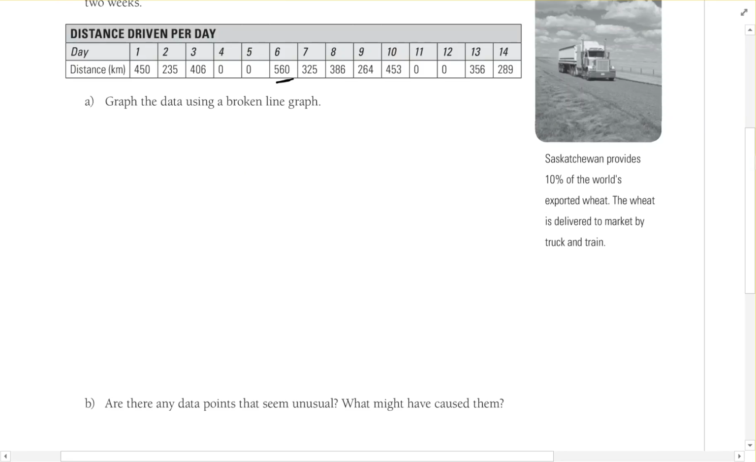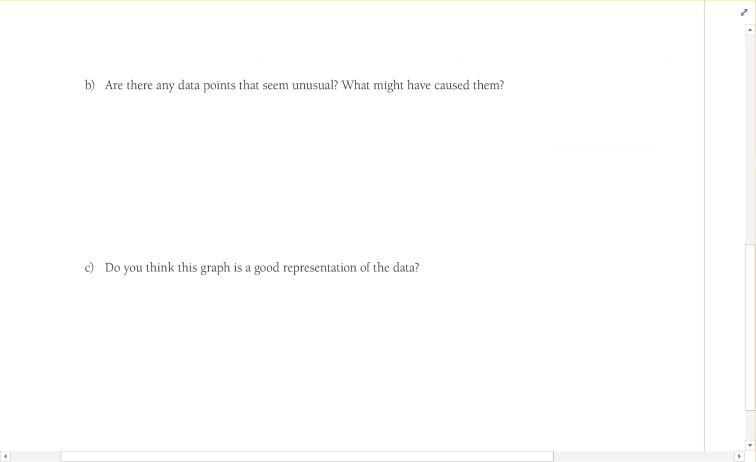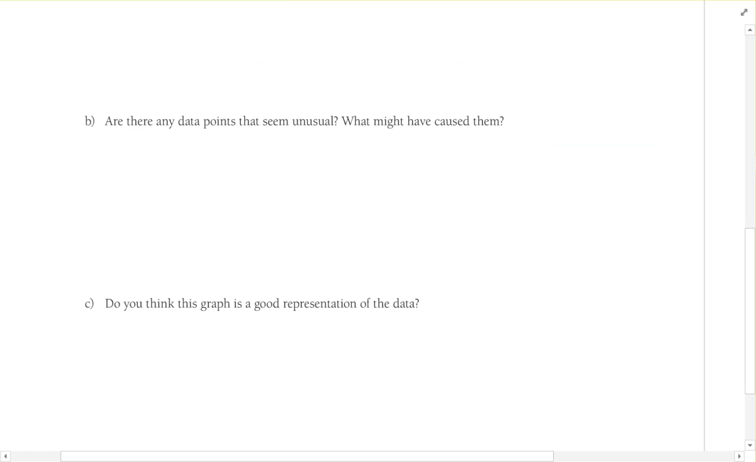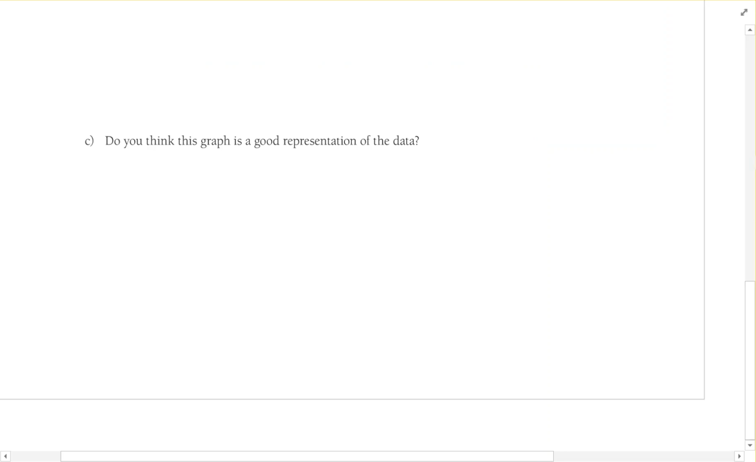So graph the data, and then, are there any data points that seem unusual that might have caused them? Do you think this graph is a good representation of the data?